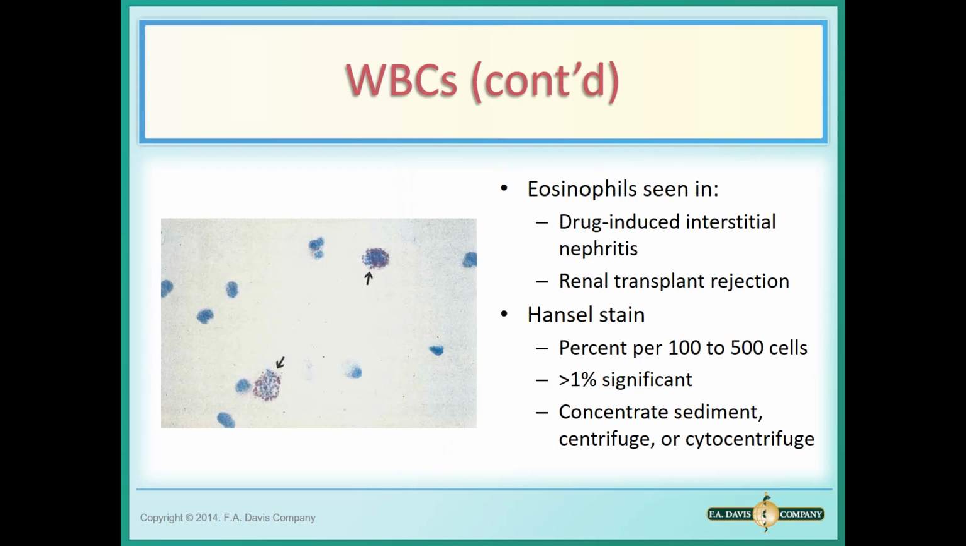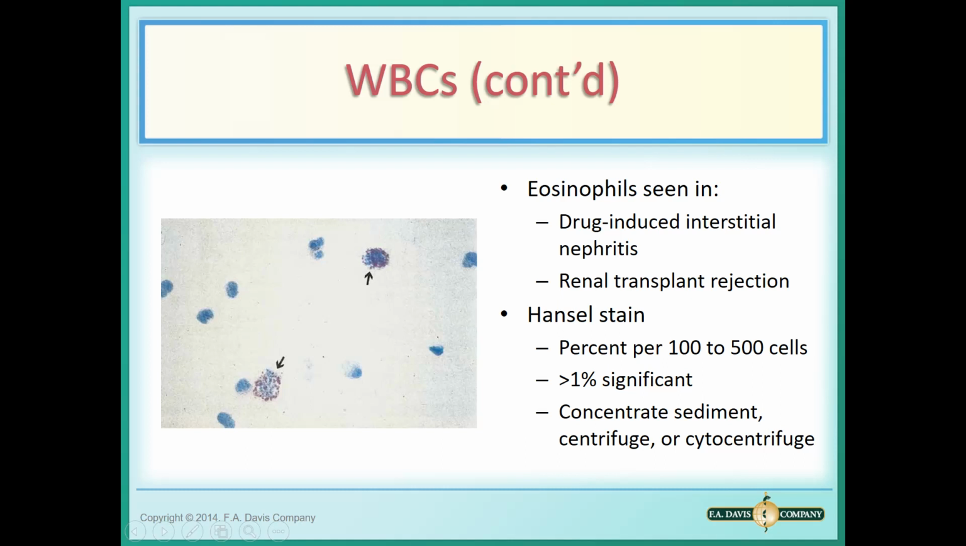We talked briefly about eosinophils. Here's one that's been performed with a Hansel stain. Remember, that's a very specific eosinophilic stain. Eosinophils are seen in increased numbers when there may be a drug-induced nephritis or infection in the kidney, and maybe in renal transplant rejections. What we're going to do is stain the urine.